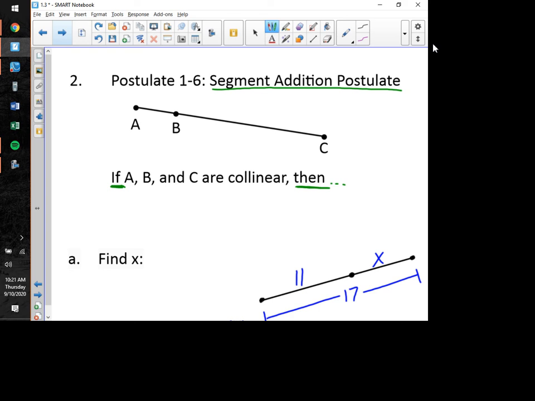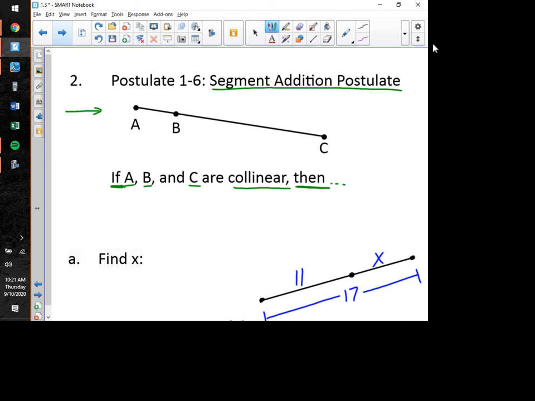So the hypothesis here is if A, B, and C are collinear. And as you look at my diagram right here, you guys can see that I've drawn something that satisfies that hypothesis. I've drawn points A, B, and C, and I've made them all collinear points. Then, and this is what we would write together if we were in class, guys, the conclusion of this statement is what we said just a moment ago.